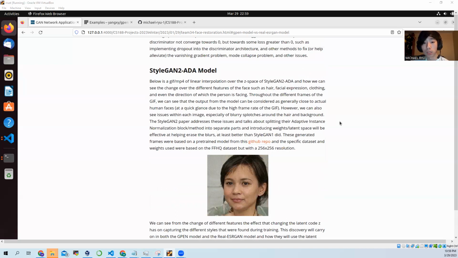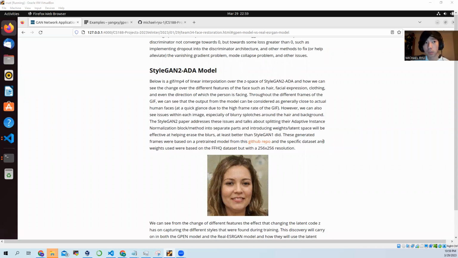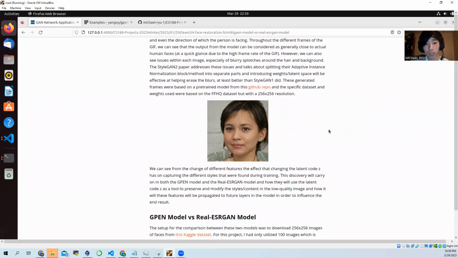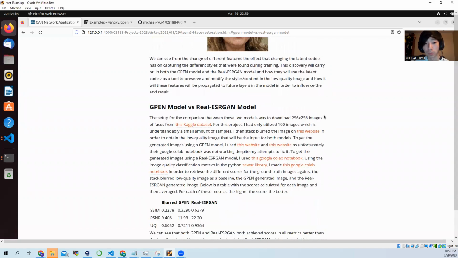For the StyleGAN 2 ADA model, I used this in order to show the impact of the latent code as controlling different aspects of the person, as this will be used later on in the GPEN model, where it takes this style-based architecture as a generative prior for its architecture. And here's an example of a GIF doing bilinear interpolation of the latent code Z, and how changing the latent code Z ultimately changes the output image in different ways.